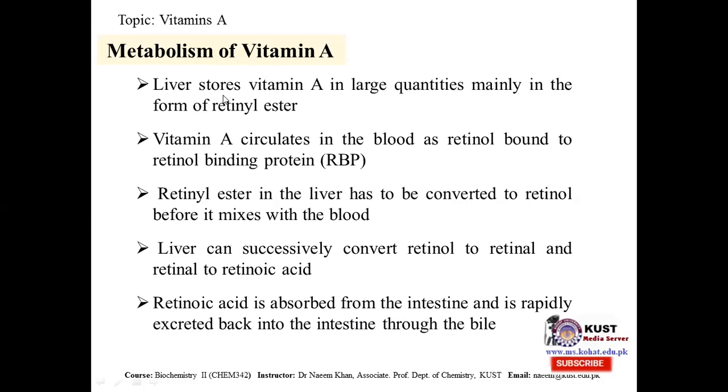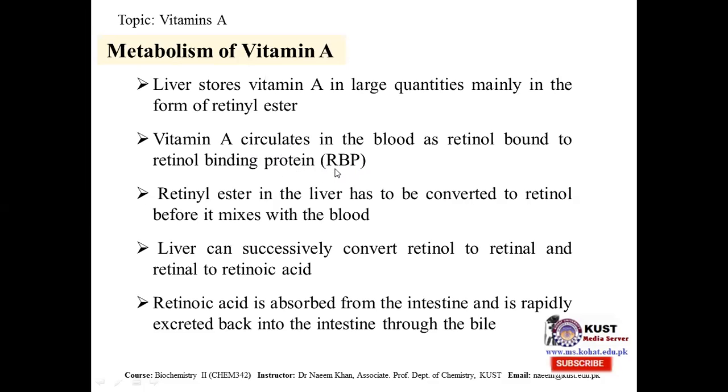We saw that the liver stores vitamin A in the retinol ester form. Whenever retinol forms an ester with a fatty acid, it is called retinol ester. So this is the storage form of vitamin A. And vitamin A is a fat soluble vitamin, so it cannot circulate freely. It can circulate in the blood bound to a protein.